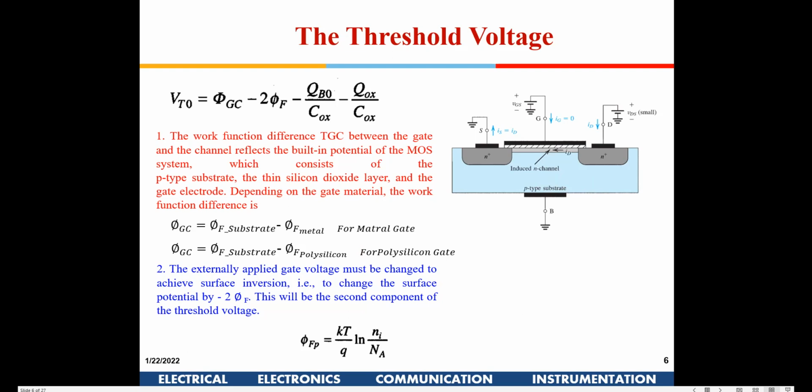What is the difference of purpose between phi GC and the work function? Can you just switch on your mic and speak, please? I'm not able to read the queries there.